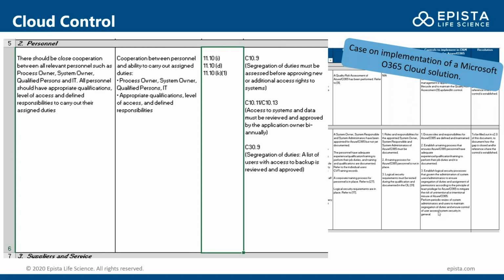And then we have the last, where there is the flavor of the client, any specific interpretations, any specific requirements that are formulated in collaboration between Epista, in this case the implementation partner, and the client.